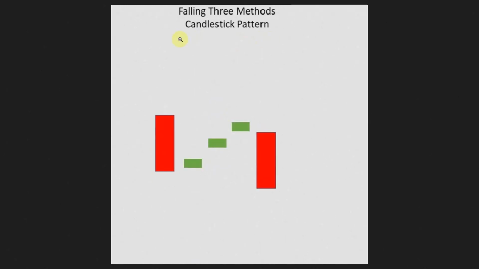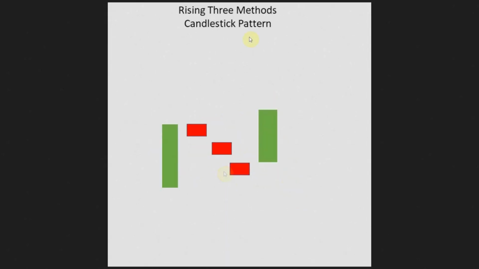The falling three method is a bearish 5 candle continuation pattern which signals an interruption but not a reversal. I repeat, not a reversal of the ongoing downtrend. The pattern is made of 2 long candlesticks in the direction of the trend, meaning downtrend, at the beginning and the end, with 3 shorter counter-trend candlesticks in the middle. The pattern is important as it shows traders that the bulls still do not have enough power to reverse the trend.